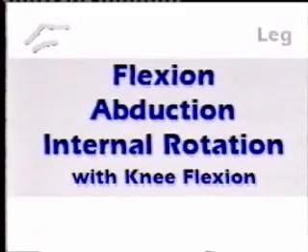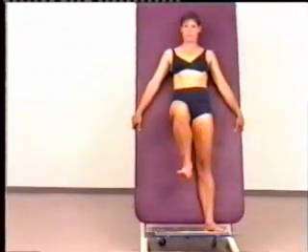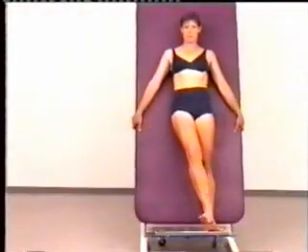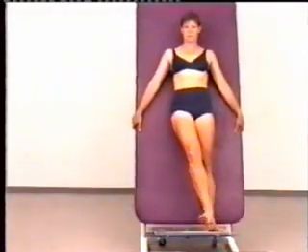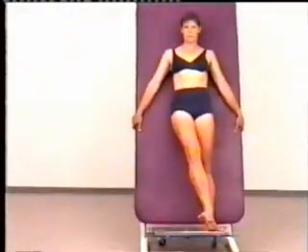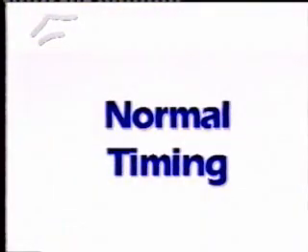Flexion, abduction, internal rotation with knee flexion. The pattern starts in extension, adduction, external rotation with knee extension. The knee moves in a straight line parallel to the body diagonal. Normal timing.